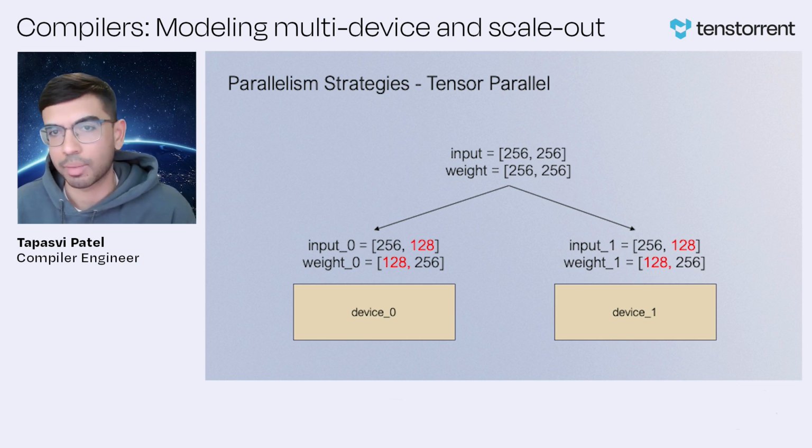of the input and the outer dimension of the weight matrix. So splitting some layers of the model itself, performing independent computations on both these devices, maybe doing some communication between both the devices, and then aggregating the results to get the final result that you need.